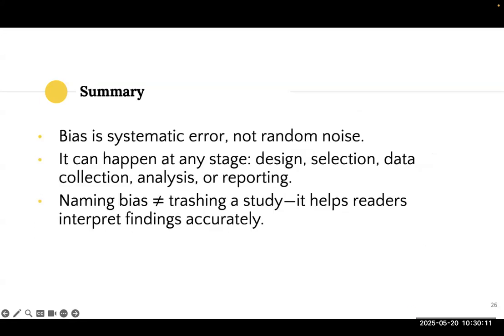So we got a little summary. Bias is a systematic error, not randomized noise. It can happen at any stage of the research project. But if studies have bias, it doesn't trash the whole study, right? But you need to know that it's there, and the authors should put that in their limitations: we had a small sample size, this may not be generalizable, or this happened to our data, but we still found this. They should be honest in that.